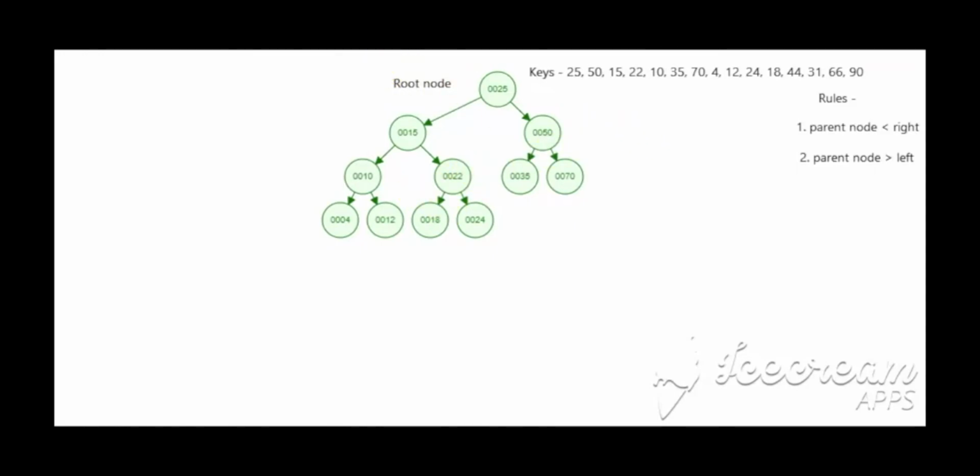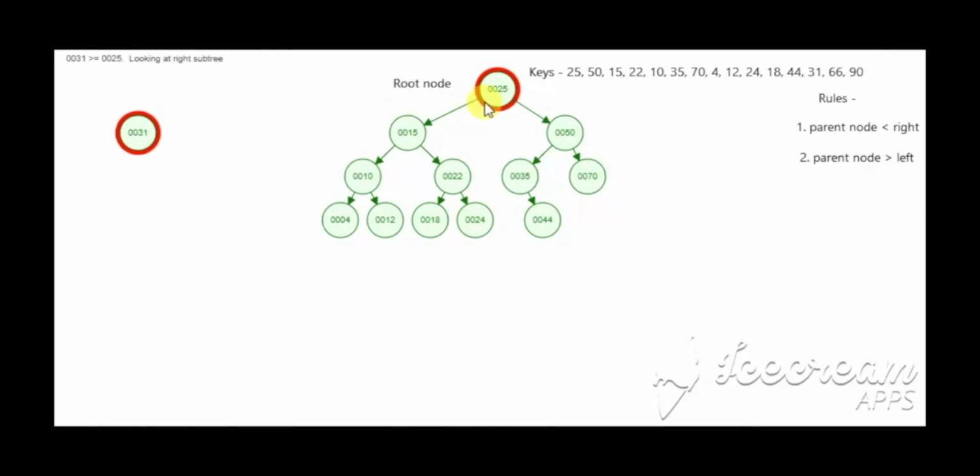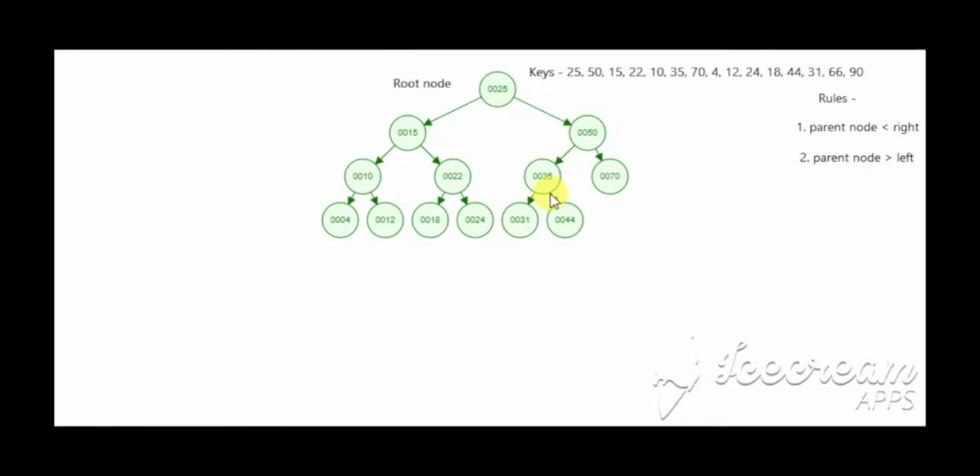Our next element is 44. So 44 will compare with 25, greater than 25, then 50, and at last 35. 44 will be located on the right of 35 because 44 is greater than 35. Our next element is 31. So 31 will compare with 25, greater than 25, then 50, then 35. 31 is less than 35, so 31 will be located on the left of 35.